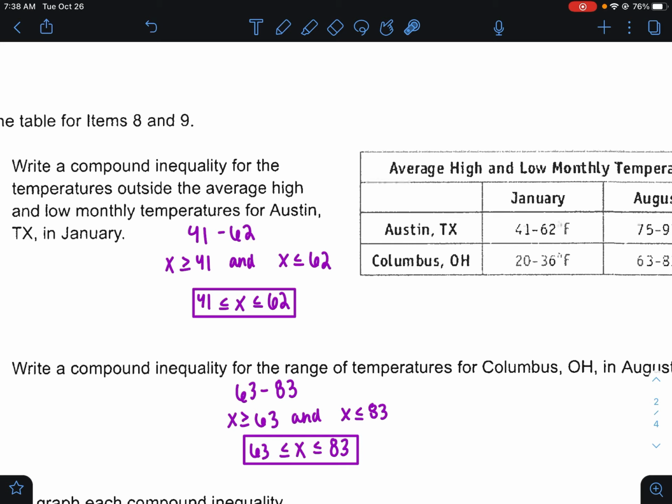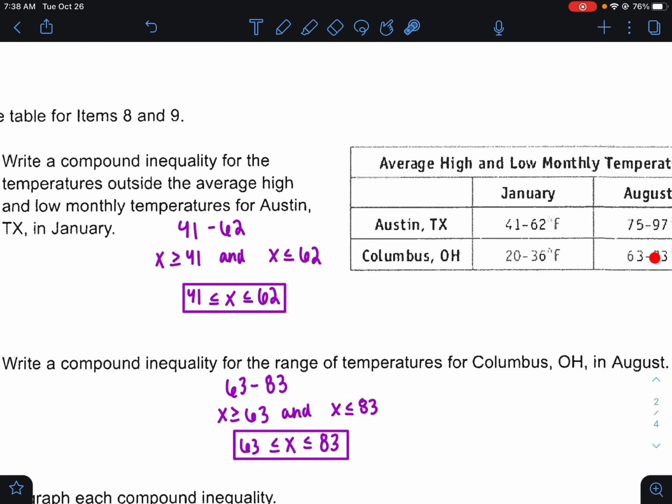Same thing, Columbus, Ohio in August. We're looking at 63 to 83. So again, x is greater than or equal to 63 and less than or equal to 83. Okay, so that's my compound inequality there.